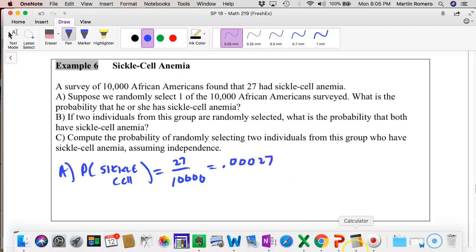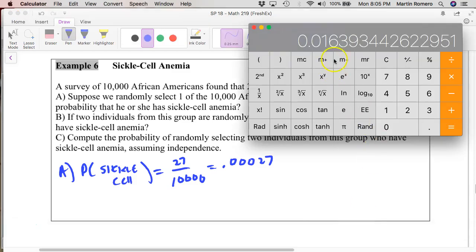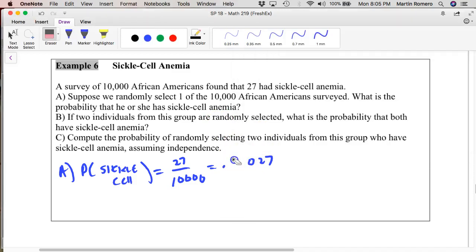If you're not sure, let's confirm that. The numbers are so small you get kind of mixed up. 27 divided by 10,000. And so it's 0.0, oh, I have one extra zero, sorry. It's 0.0, tenths, hundredths, thousandths, ten-thousandths. There we go. 0.0027.